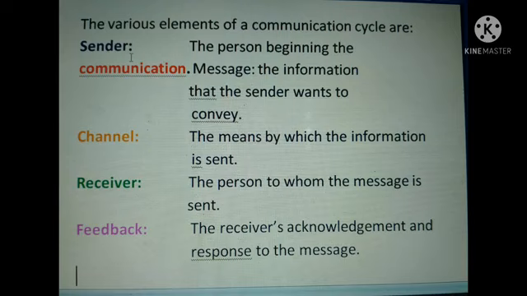The next topic is the various elements of communication: sender, communication channel, receiver and feedback. What is a sender? The person beginning the message, who wants to convey the information. Then the communication channel: the means by which the information is sent. The receiver is the person to whom the message is sent. Feedback is the receiver's acknowledgement and response to the message.